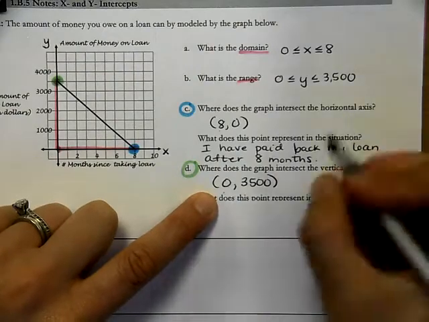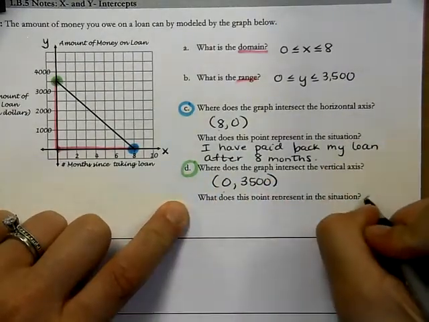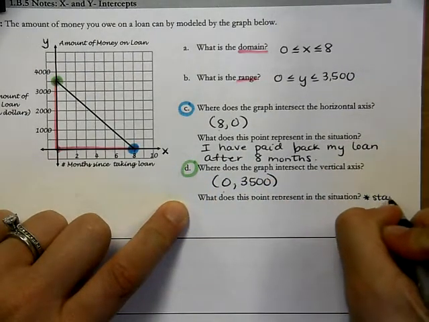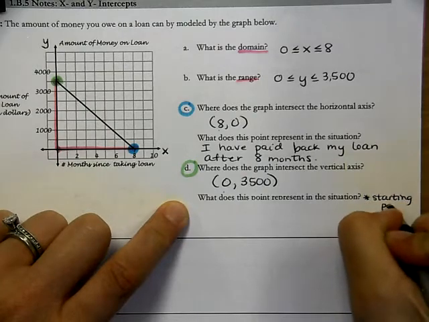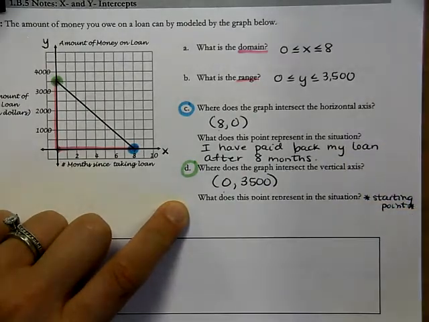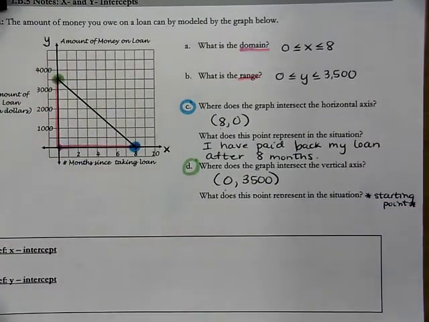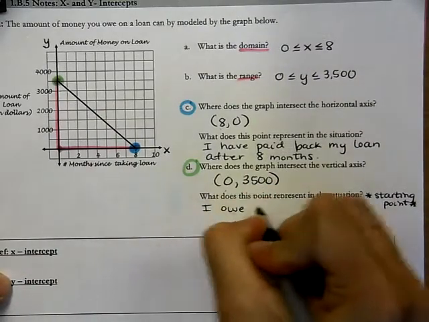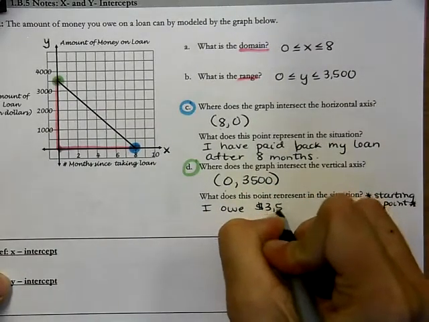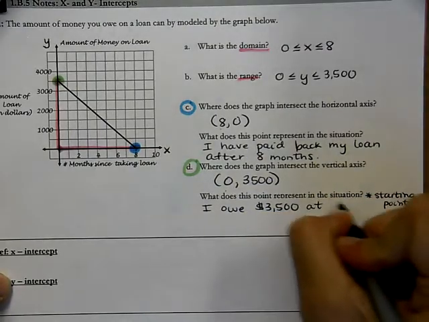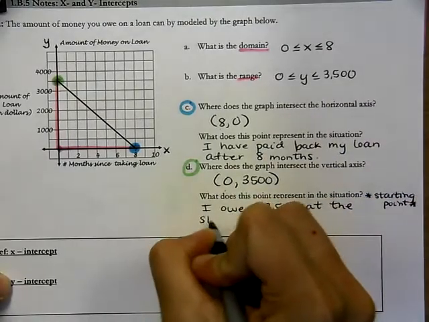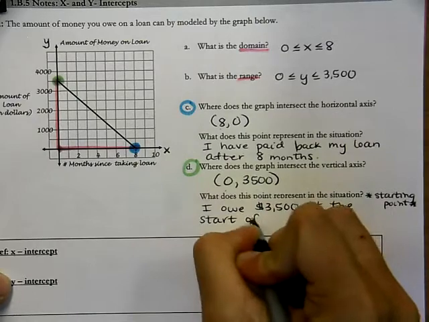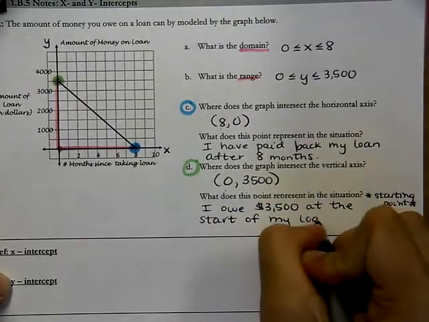It's the starting point. So I'm going to make a little note here. When we're talking about that, it is the starting point when x is 0. So the starting point means that's how much money I started out owing. That's how much I took out. So I owe $3,500 at the start of my loan.